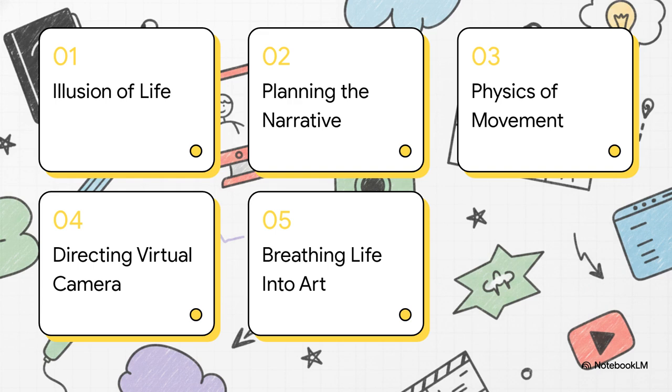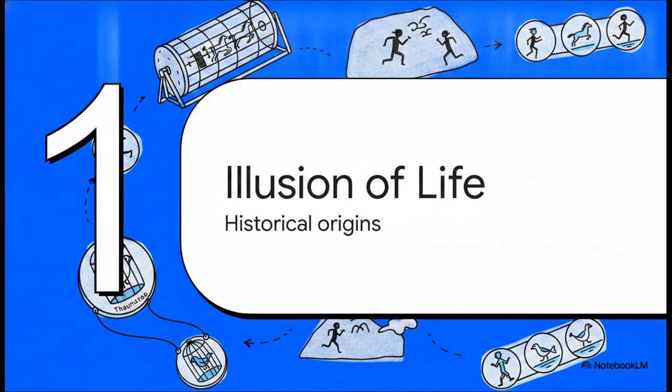We'll start with the illusion of life, move into planning the narrative, explore the physics of movement, look at directing the virtual camera, and wrap it all up with breathing life into art. Section 1. The illusion of life.